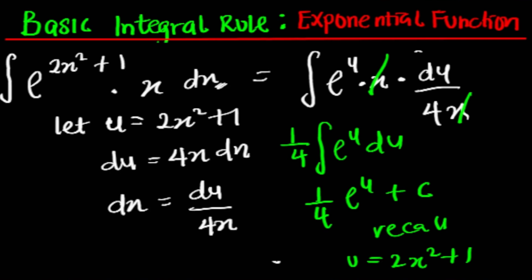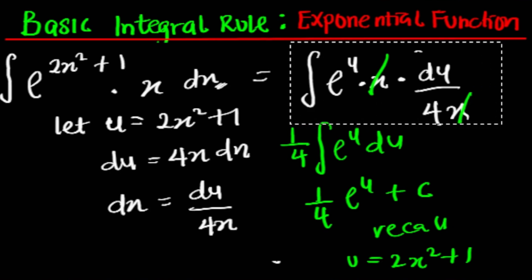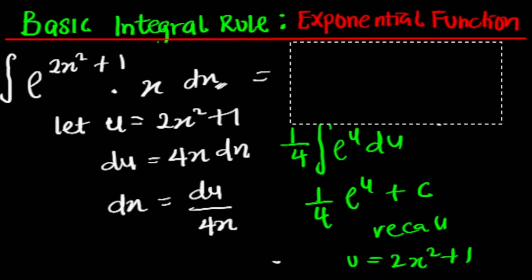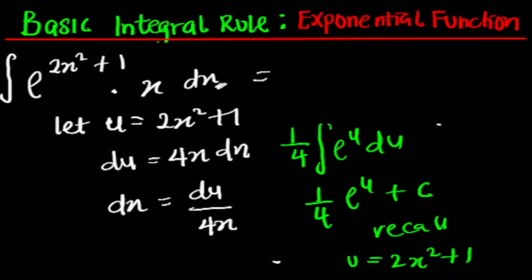So that shows that in the long run, if you put in your u, you substitute your u inside, then what you're going to have is 1 over 4 exponential 2x squared plus 1, then plus c. That's exactly what you're going to have, right?